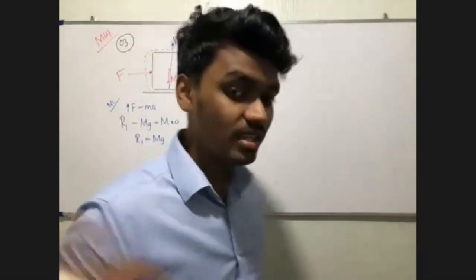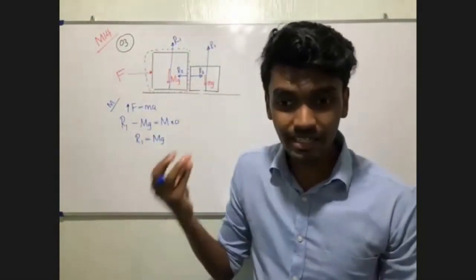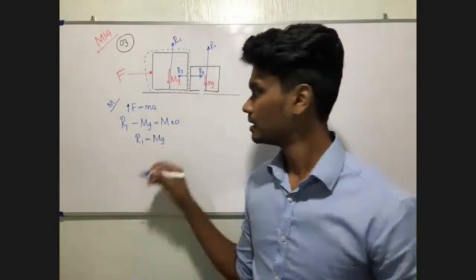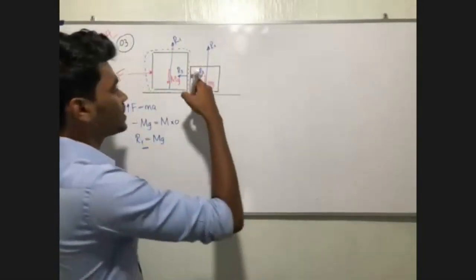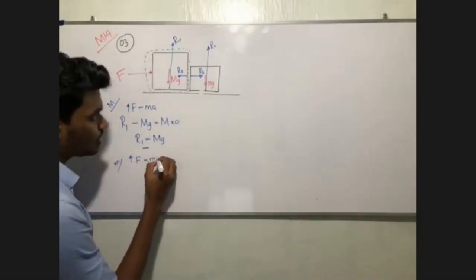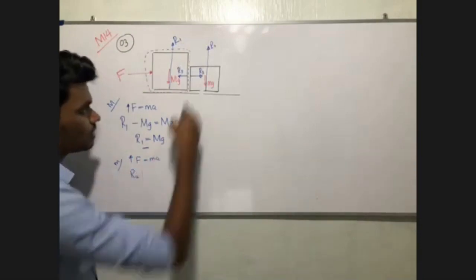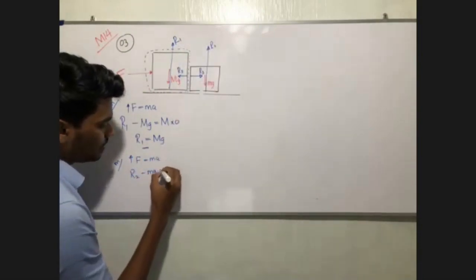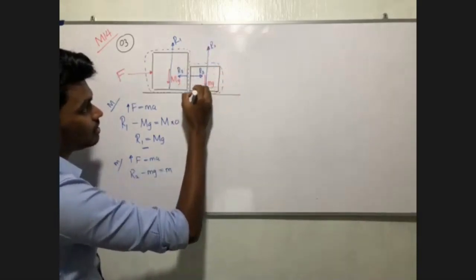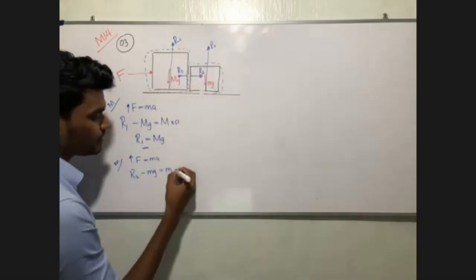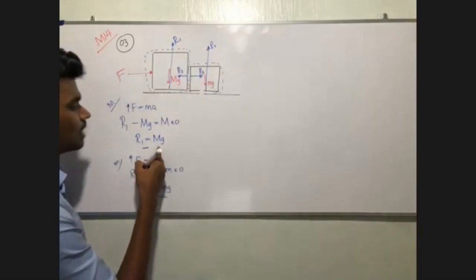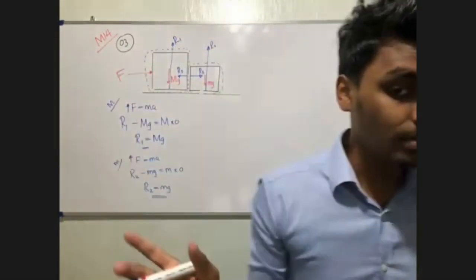You can easily get this using equilibrium, but since we have not yet learned about equilibrium, I did not want to include that here. So R1 equals Mg. Similarly, if we apply F equals Ma upwards for small m, the upward force is R2, downward is mg, mass is small m. What is the upward acceleration on small m? 0. So R2 is small mg. So we have found R1 and R2. Finding R1 and R2 is not going to be a big deal.